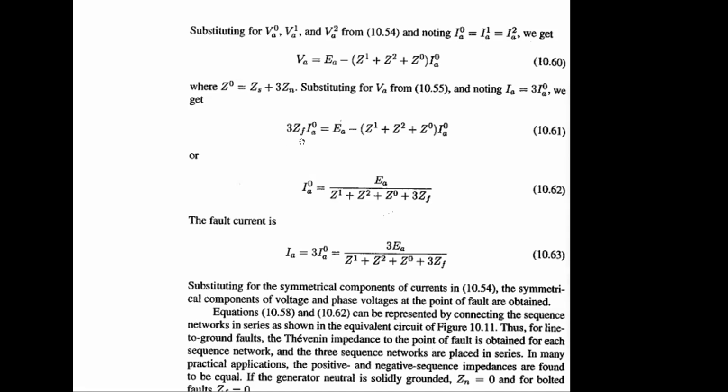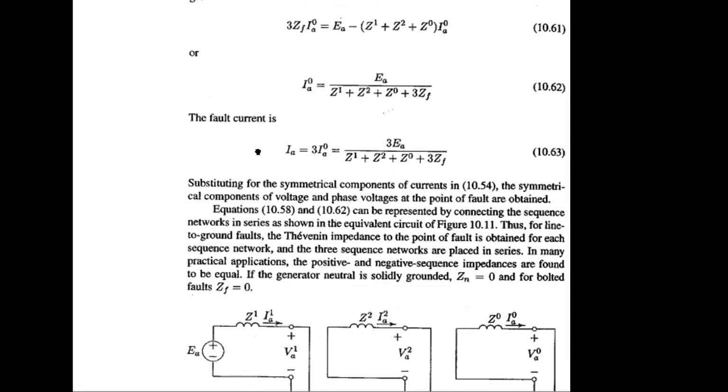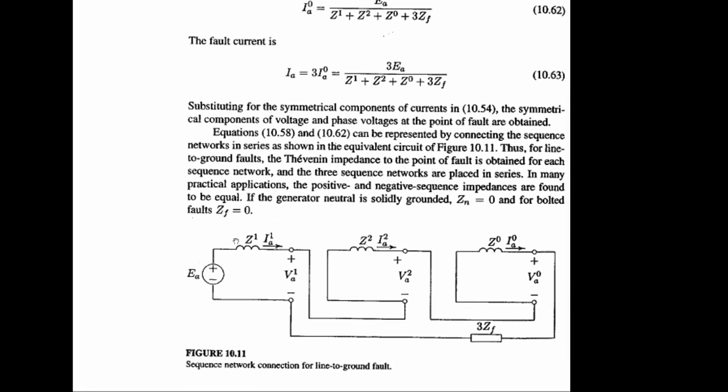VA can be put like this equation. We have covered that part, and I have shown this diagram as well, the equivalent circuit. If you can recall how they are interconnected. Sorry, for the single line to ground fault, the fault current is IC. I thought IC was zero.